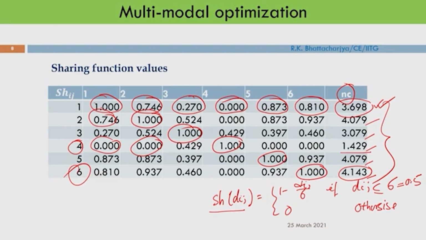So, therefore, solution 4 is an isolated solution. I would like to preserve that solution. So, I will reduce the fitness, but the fitness will be reduced only slightly, whereas the most crowded solution is solution 6, and the fitness value of this particular solution will be reduced. Okay. So, what is the next step? The next step is to get the modified fitness value.